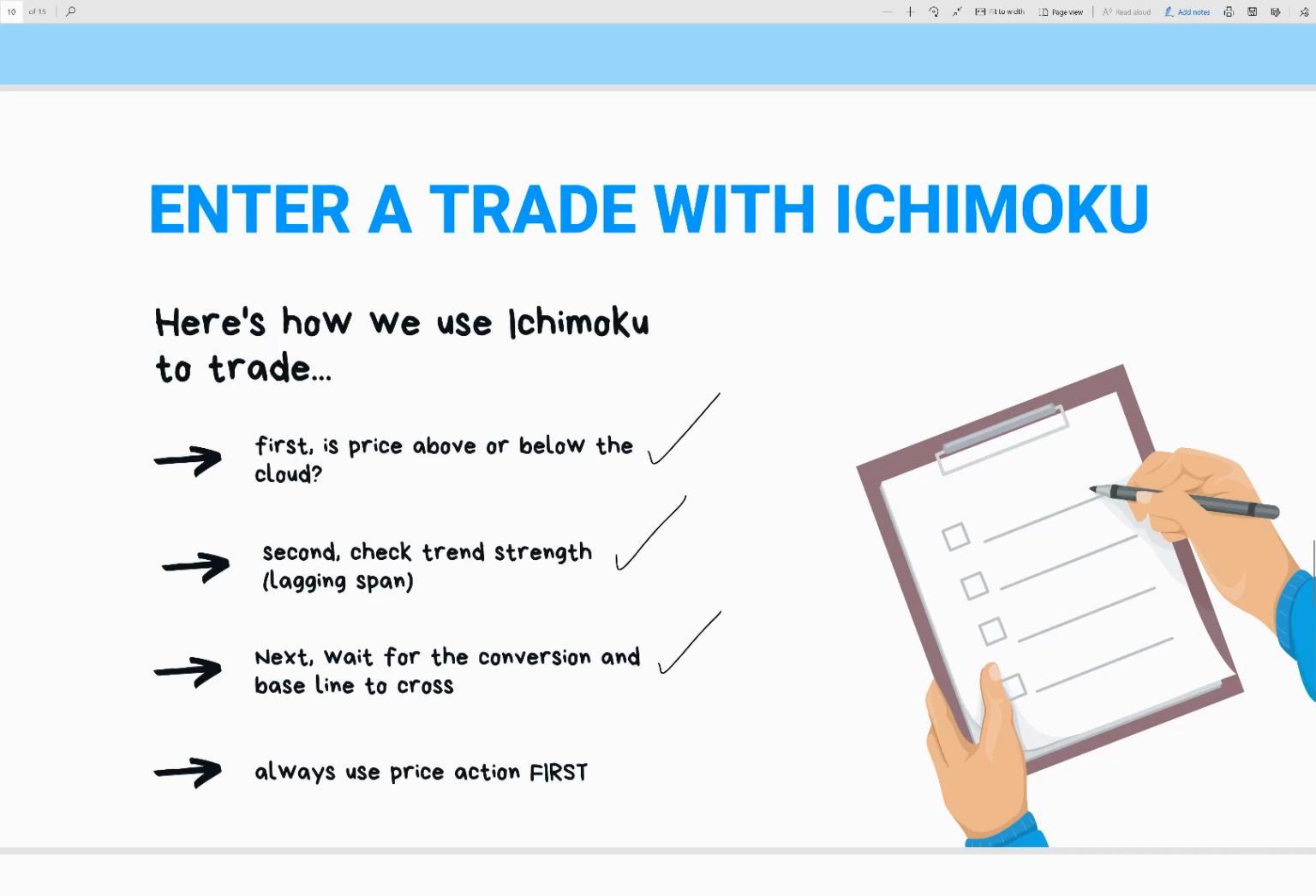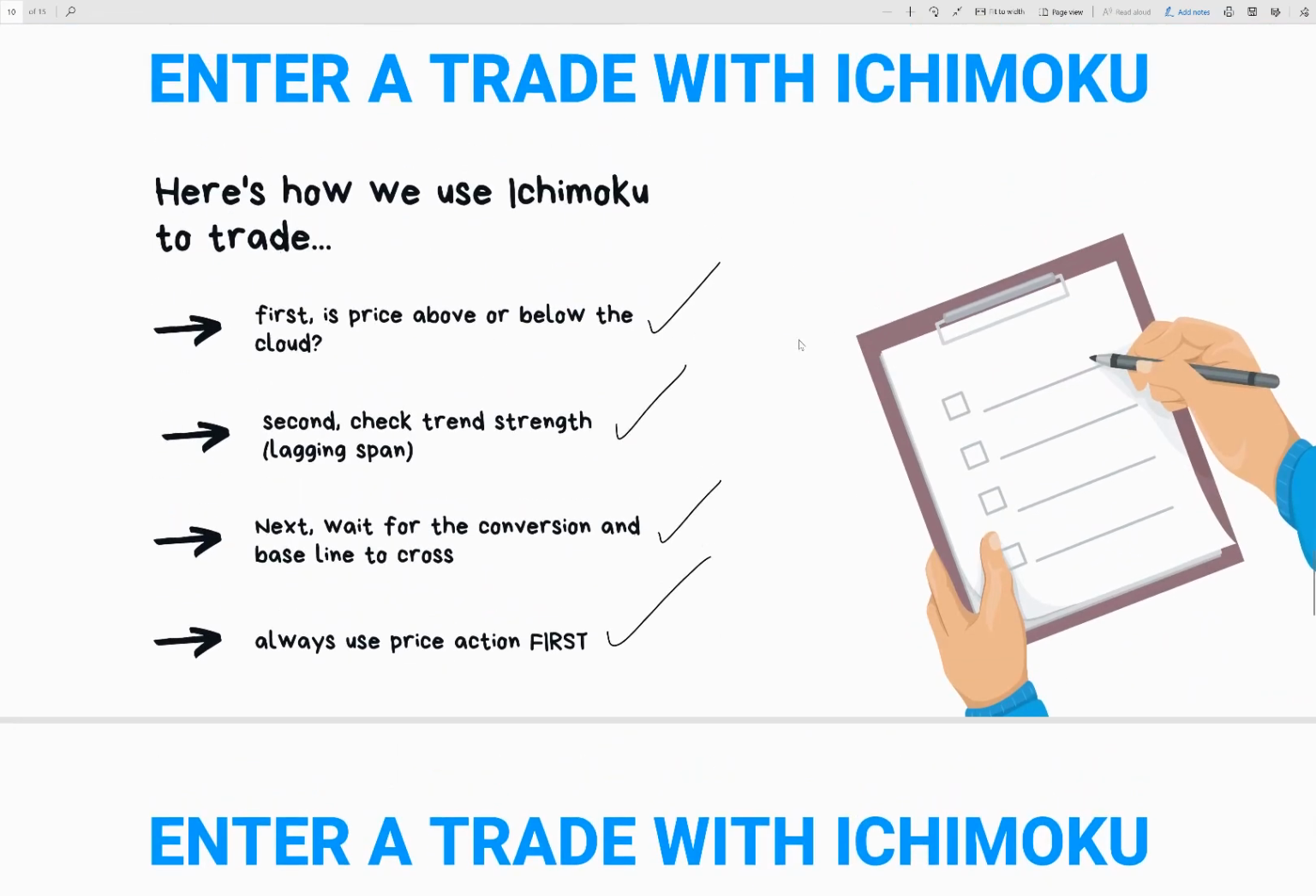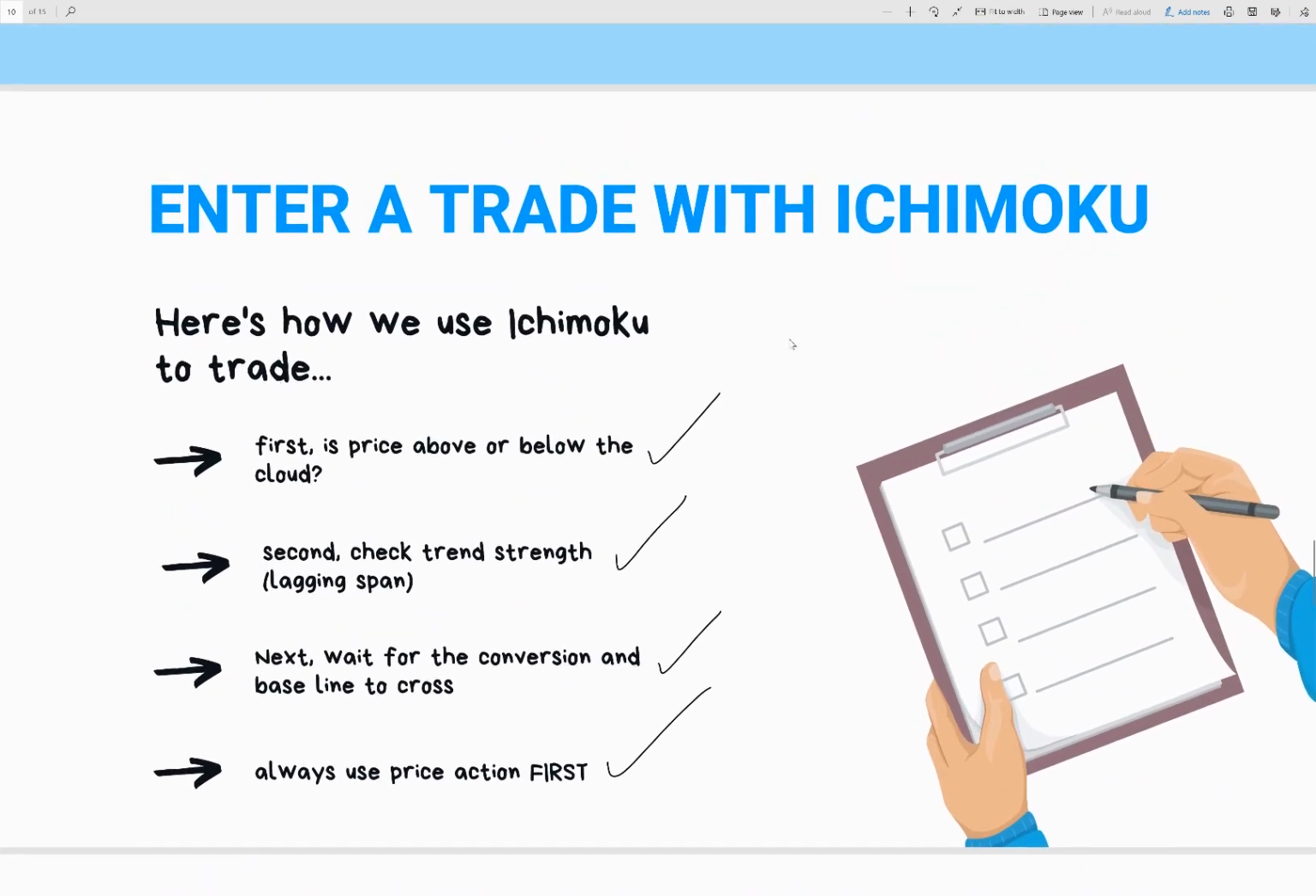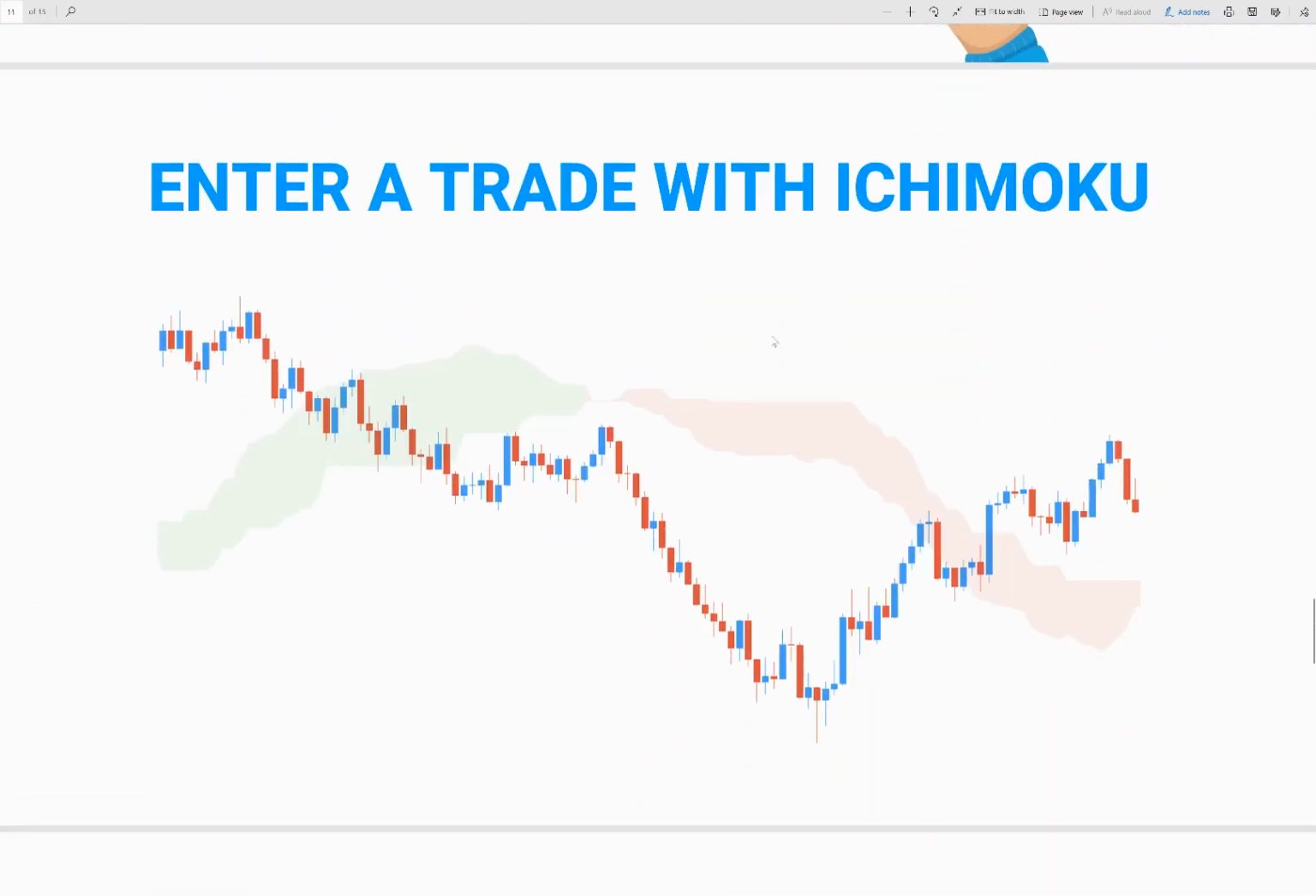And guys, I am going to give you a really clear example coming up as well. And always use price action first. Don't ever use this as your only way to enter a trade. Use other confluence, like I said before. Definitely still be looking at structure and things like that. Okay, so entering a trade, I'm going to give you an example here now.